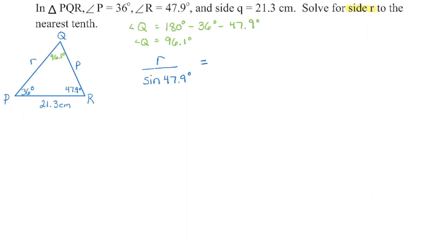Now I can set this up. So side length Q is 21.3, and I'm going to leave my units off until the end. And I always take the sine of that angle. And then we're going to cross multiply the two sides that we know that are diagonal from each other, and we're going to divide by that third side.